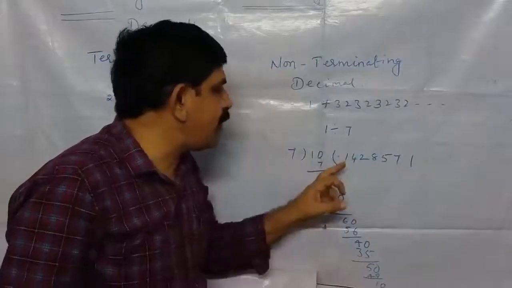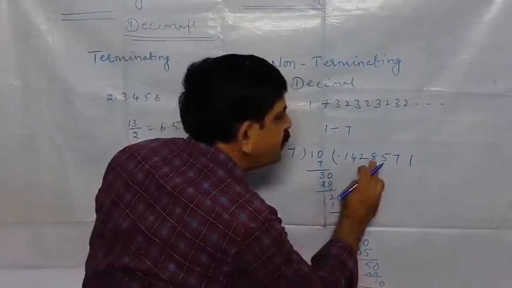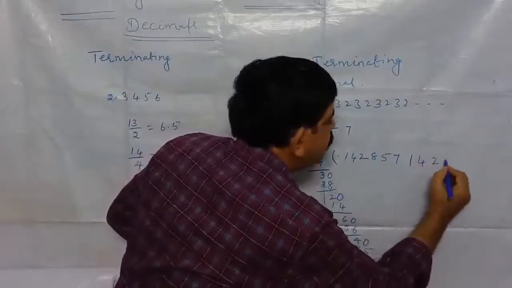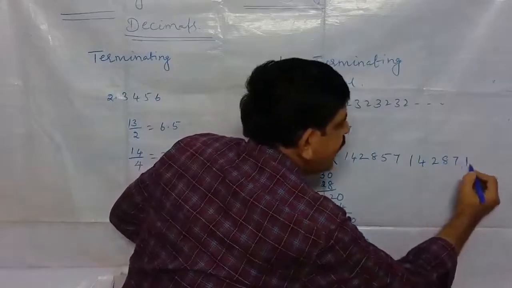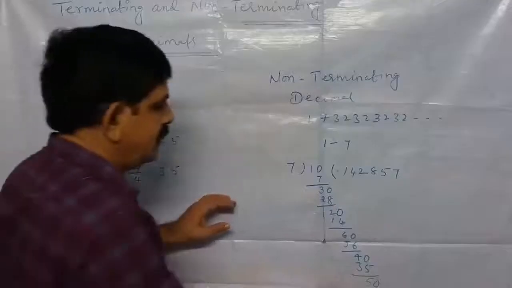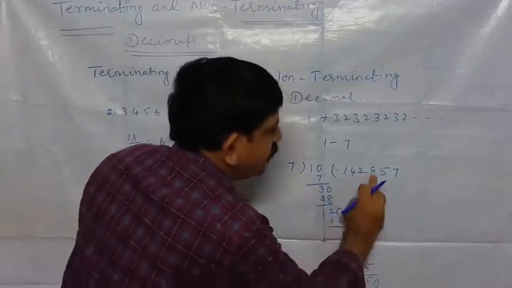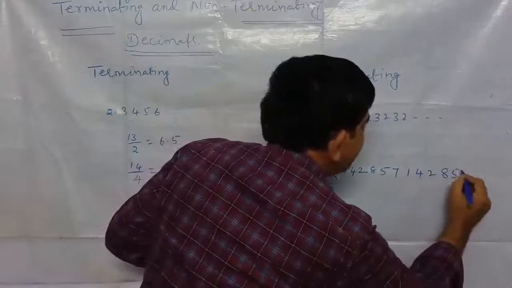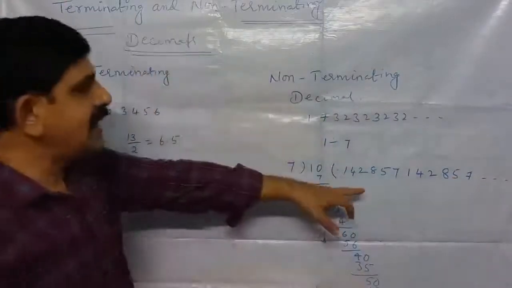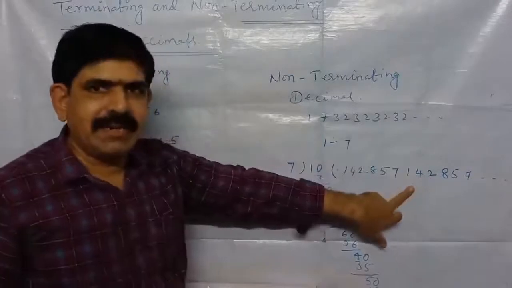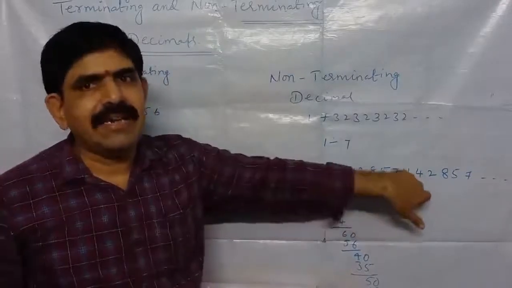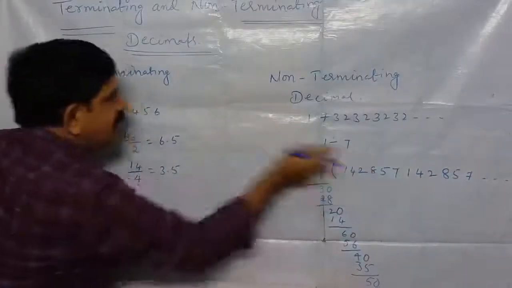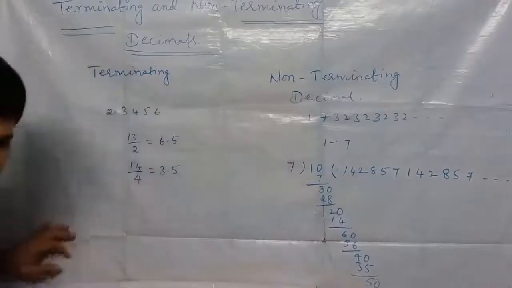So the decimal point starts with 1 4 2 8 5 7, and again we will get 1 4 2 8 5 7. Again we will get 1 4 2 8 5 7. So like this we will get it. So it is a non-terminating decimal, non-terminating or recurring decimal. Okay. Now so it terminates and non-terminating. So terminating decimal and non-terminating decimal.